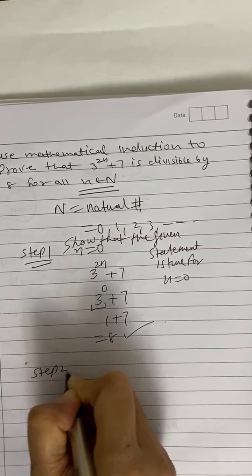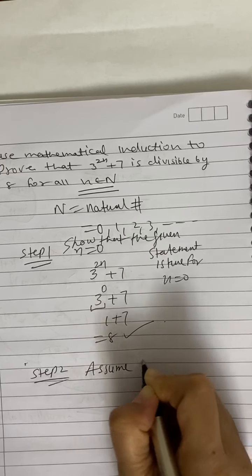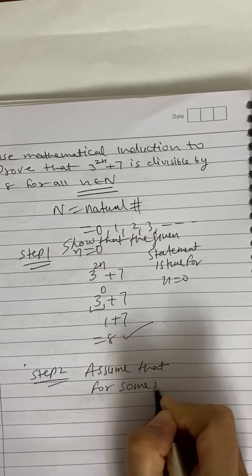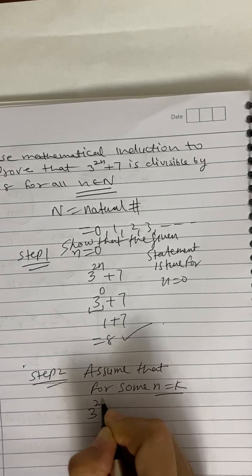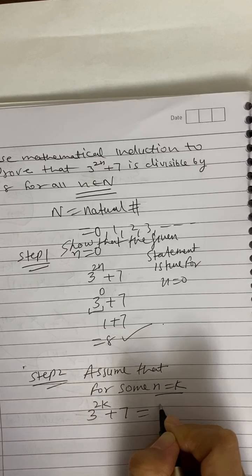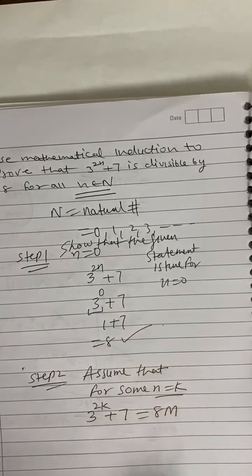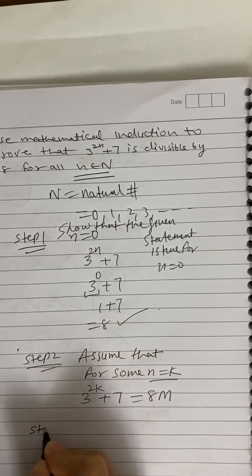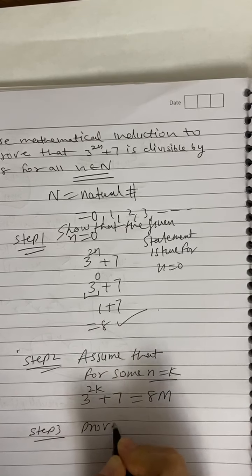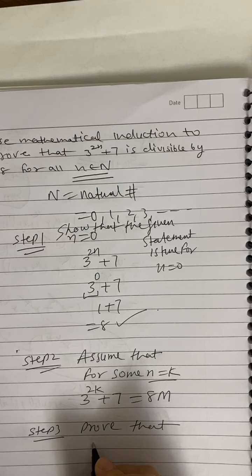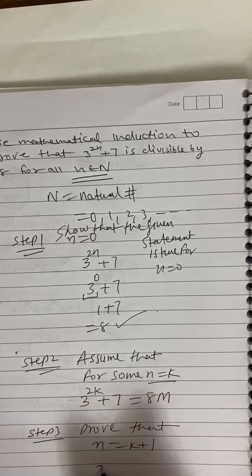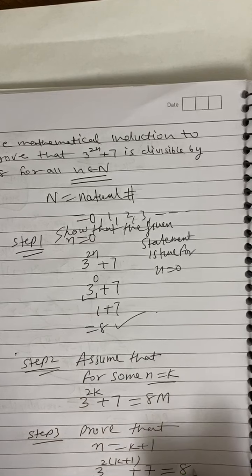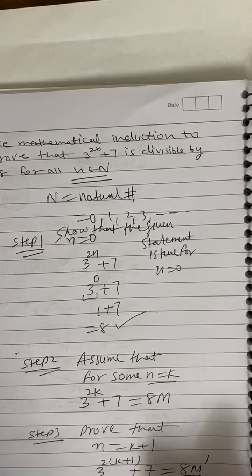Now in step number 2, I need to assume. So assume that the given statement is true for some n equal to k, which means I'm saying 3 to the power of 2k plus 7 is divisible by 8, which can be written as a multiple of 8. So 3 to the power of 2k plus 7 is 8m. Now, step number 3, I need to prove that the given statement is true for n equal to k plus 1. So we have to show 3 to the power of 2(k plus 1) plus 7 is divisible by 8, so this is equal to 8 times something.